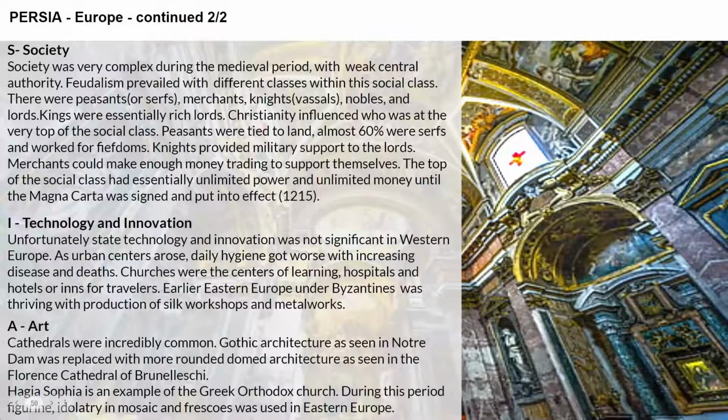S for society was very complex during the medieval period, with weak central authority. Feudalism prevailed, with different classes within the social class. There were peasants or serfs, merchants, knights or vassals, nobles and lords. Kings were essentially rich lords. Christianity influenced who was at the very top of the social class.